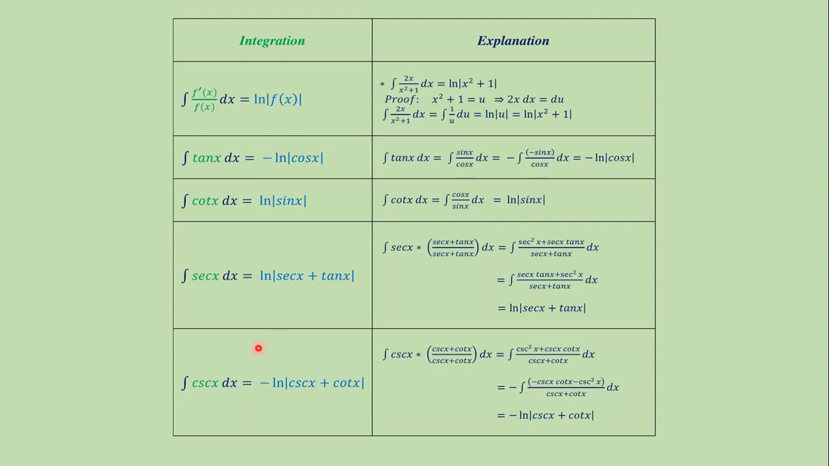And the last rule is integration of cosec x dx equals negative ln of cosec x plus cotangent x. So to prove this, I multiply both numerator and denominator by cosec x plus cotangent x. And after simplifying, I got this line. And if we take the derivative of the denominator, then we get the numerator. So its integral will be negative ln of cosec x plus cotangent x.